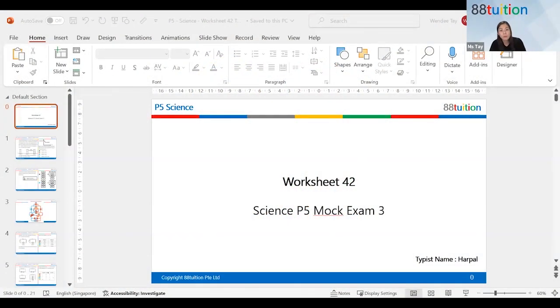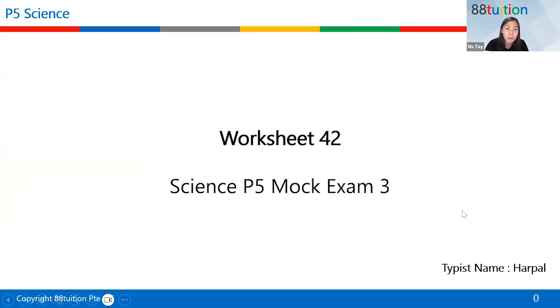Okay, good. So let's start. This is worksheet 42. I also appreciate those of you who already completed the exam and you're still doing the worksheet. Yeah, I saw your answers, so I will still comment accordingly.